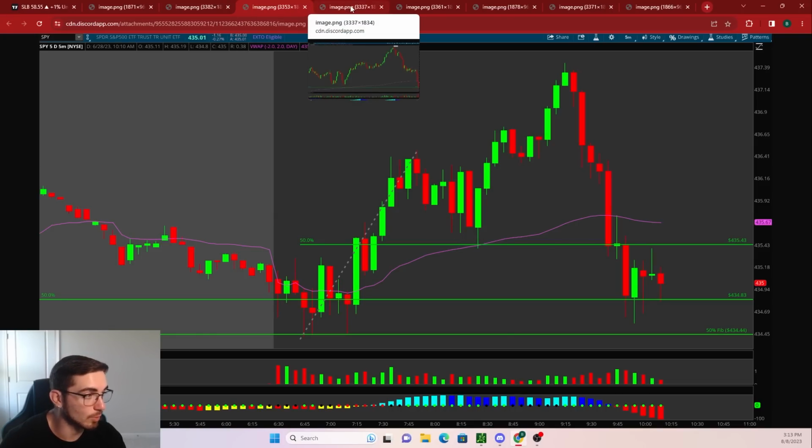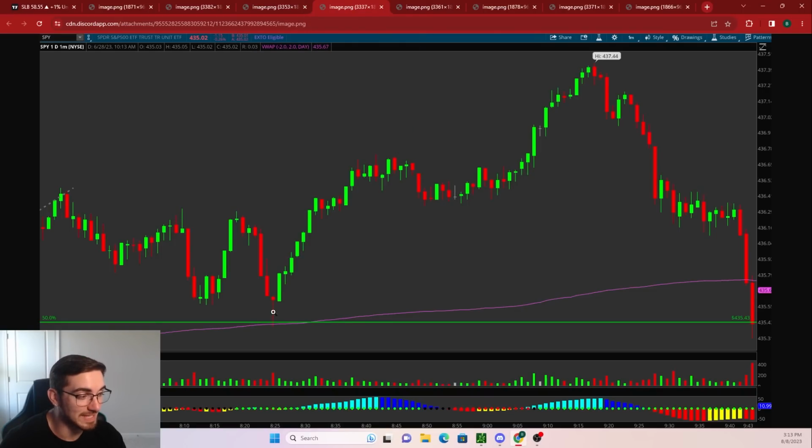Again, breaking it down to smaller time frames, you could have sniped an entry. Look at that, right at VWAP, right at the 50% retracement. Very nice bullish candlestick, elevated volume, 1 minute time frame, get long, stop loss right below that low. And as you see, price continued to push up into a high of 437.44.